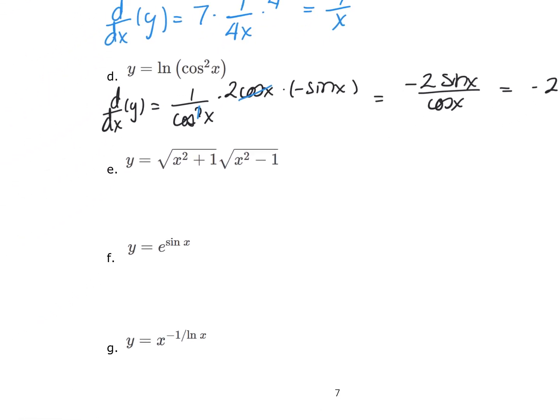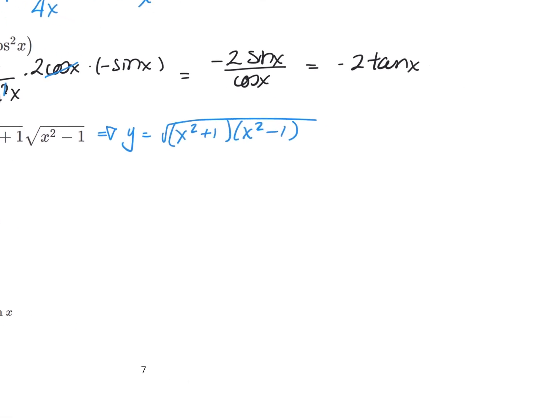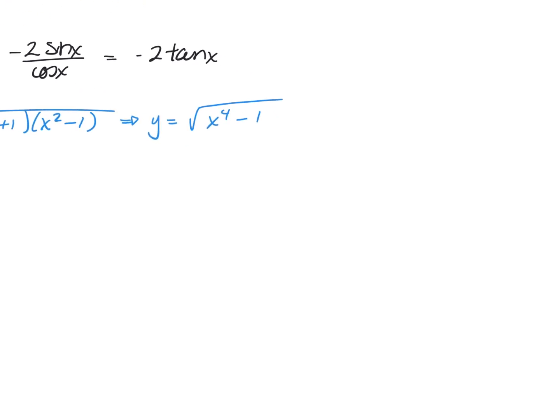For this next example, I can do one of two things. Now this is square roots, so I can multiply the square roots together. So I can say this is y is equal to the square root of x squared plus 1 multiplied by x squared minus 1. So this is going to rely heavily on some algebra. And so this is going to be the square root of x raised to the 4th minus 1. And I can write this as y is equal to x to the 4th minus 1 raised to the 1/2, and I can use the chain rule. Totally fine to do that.